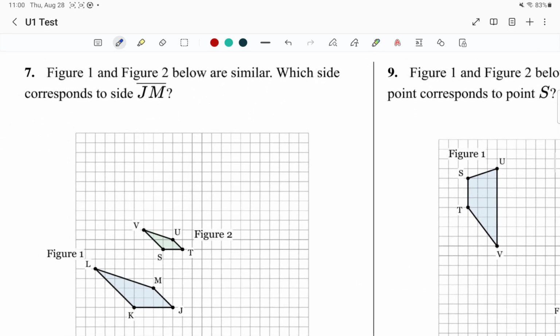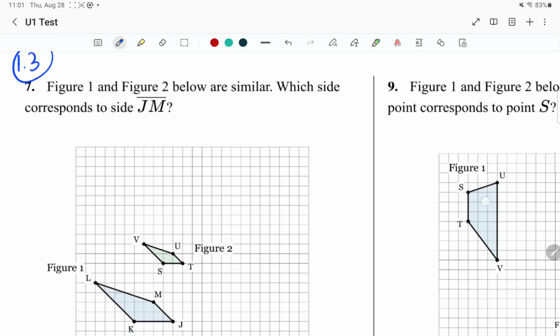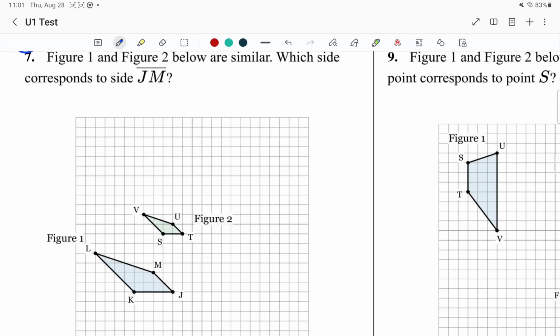Okay, now we're on to 1.3 stuff. That's question 7. Figure 1 and figure 2 below are similar. Which side corresponds to side JM? Correspond, remember, means to match.